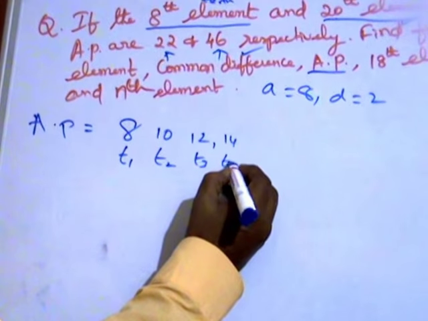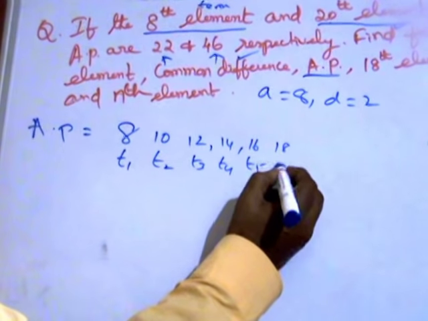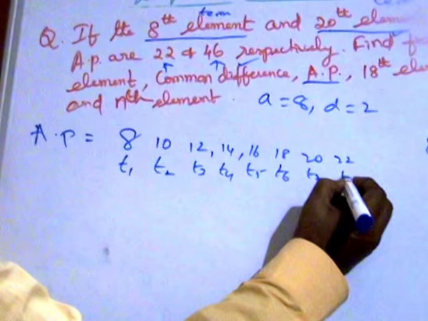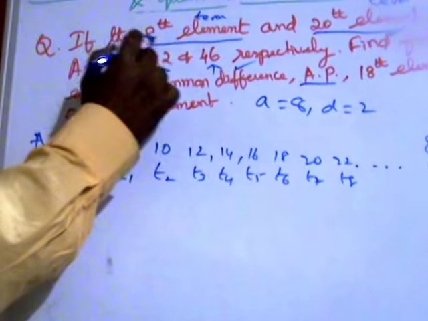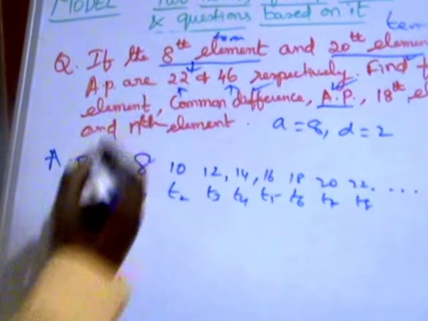14 is the 4th term. 16 is the 5th term. 18 is the 6th term. 20 is the 7th term and 22 is the 8th term. You get the arithmetic progression. See, the 8th term is 22, we got it here. Okay, next you must find the 18th term.